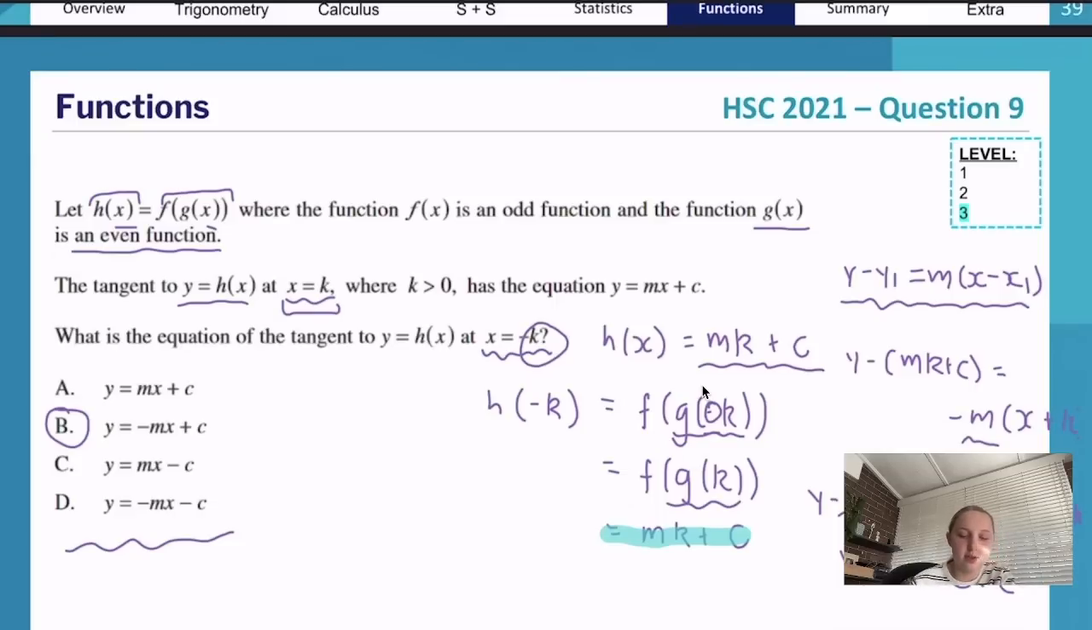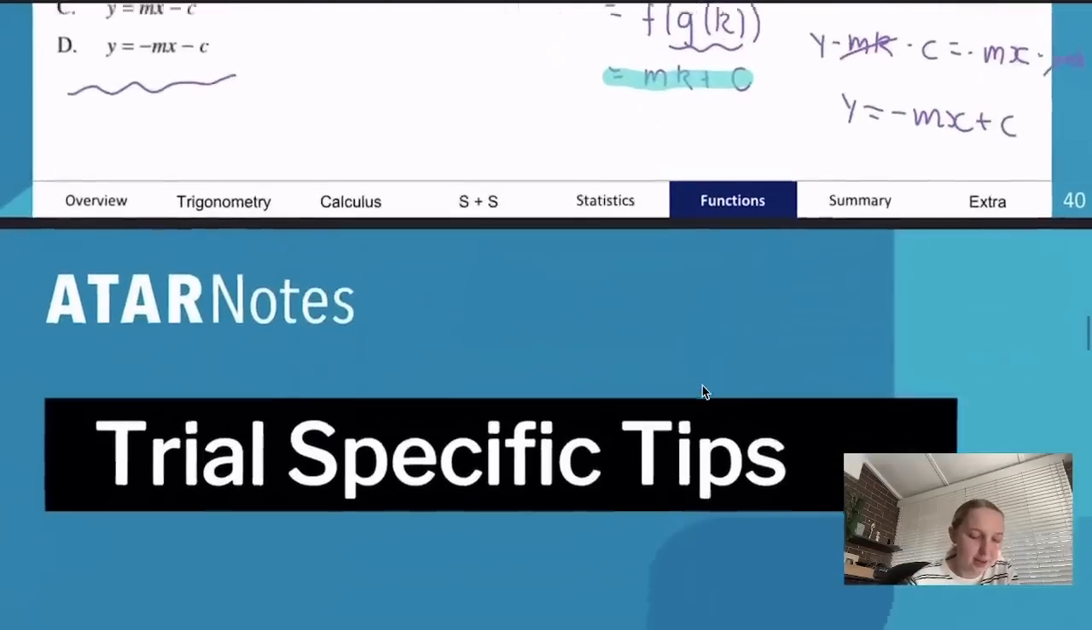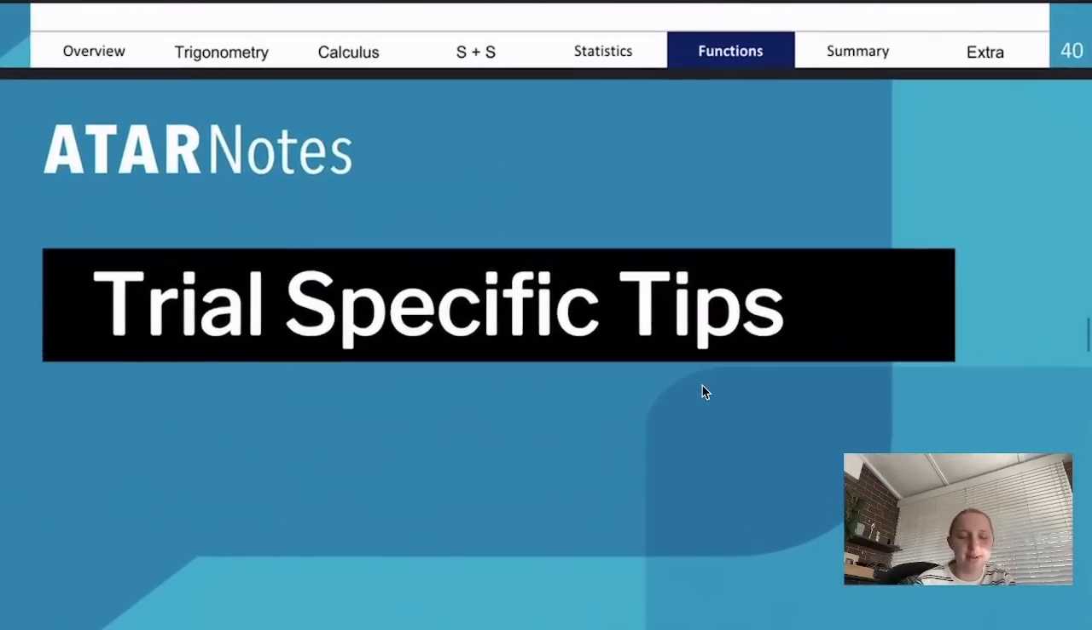Okay, and so the tricky part is remembering that this is going to be negative. We've got to have a negative gradient because, even though g of x is even, f of x is odd. So we've got to remember that to make sure we include this. Okay, well, that actually concludes the questions we're going to be looking at today.